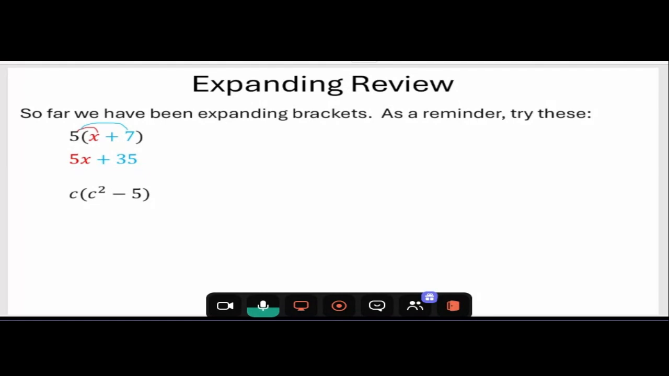And then down here, c times c squared is c cubed. That's c to the 1 times c to the 2. You add the exponents, get c to the 3. And c times negative 5 is negative 5c. Okay, there's some nice simple brackets that we expanded.